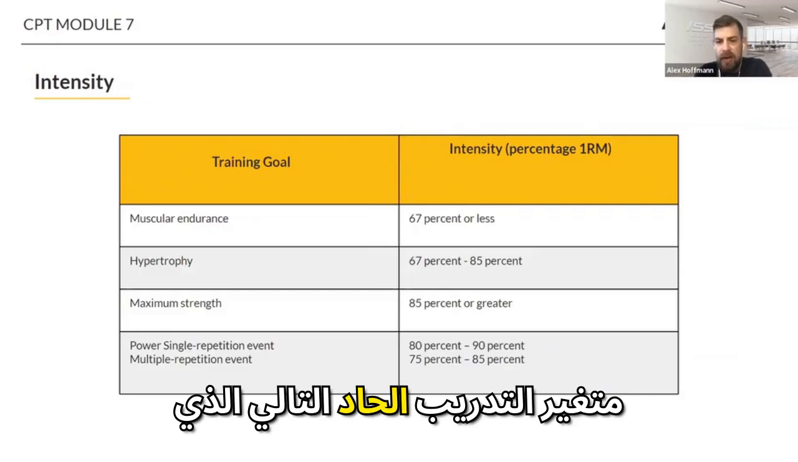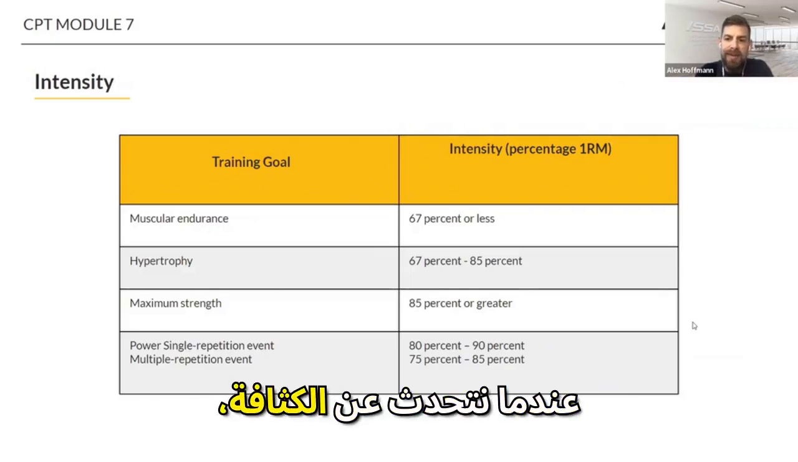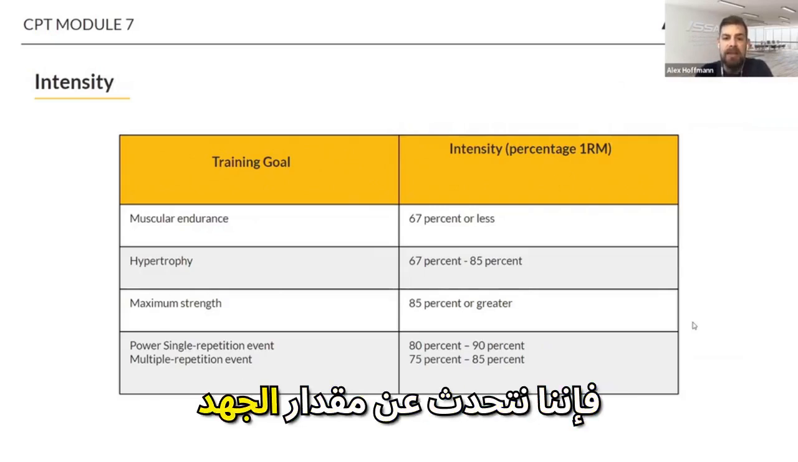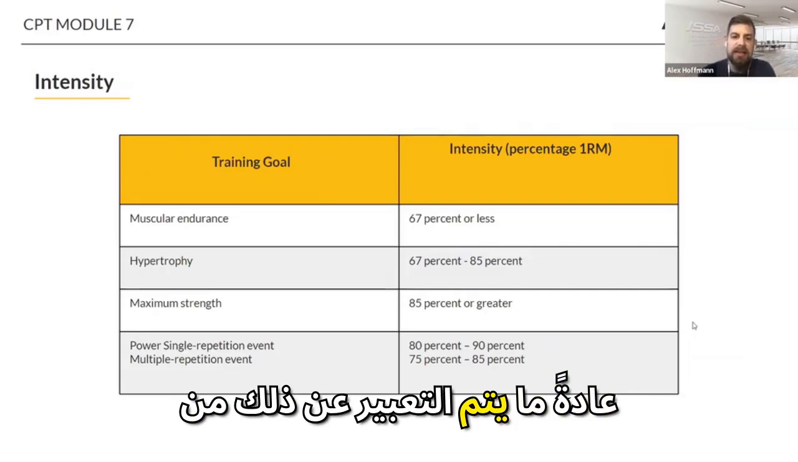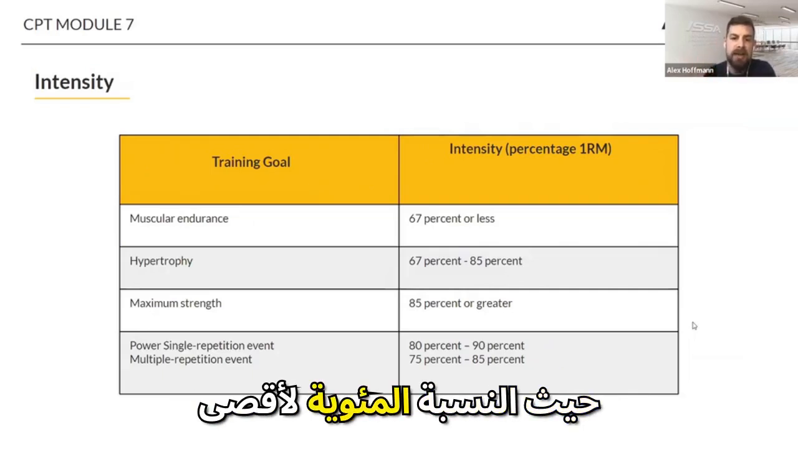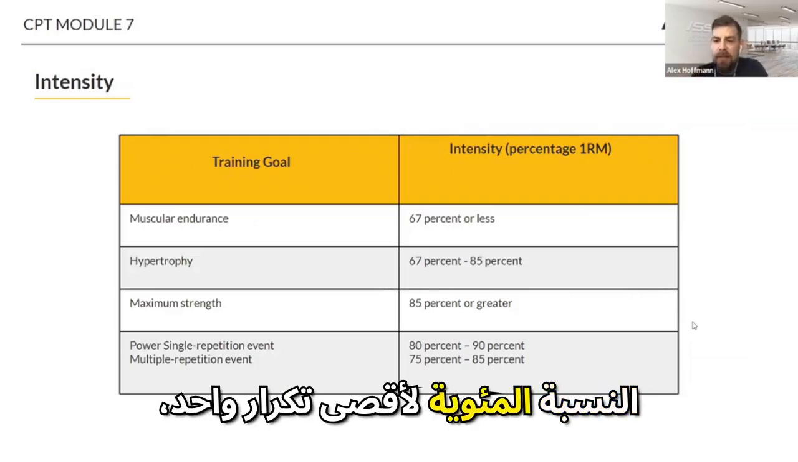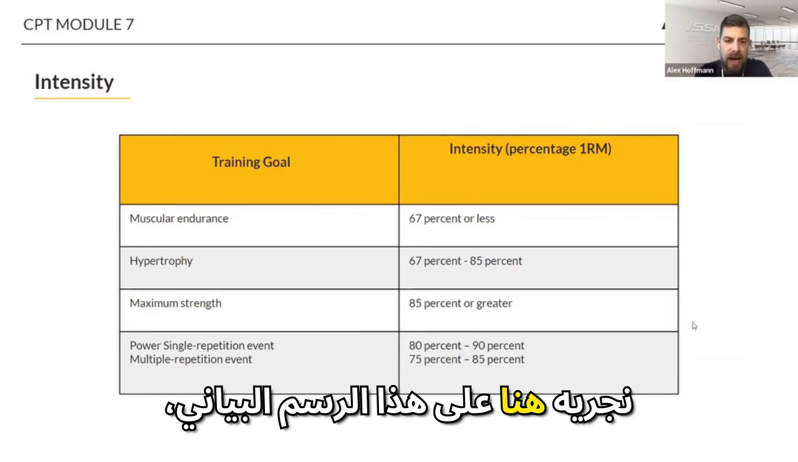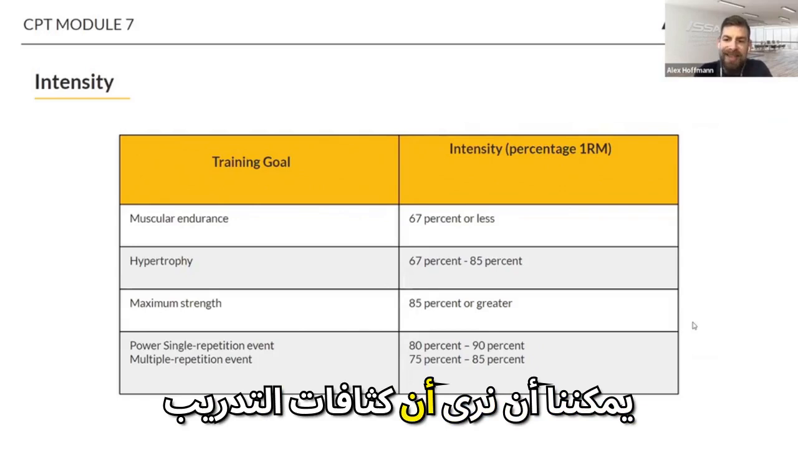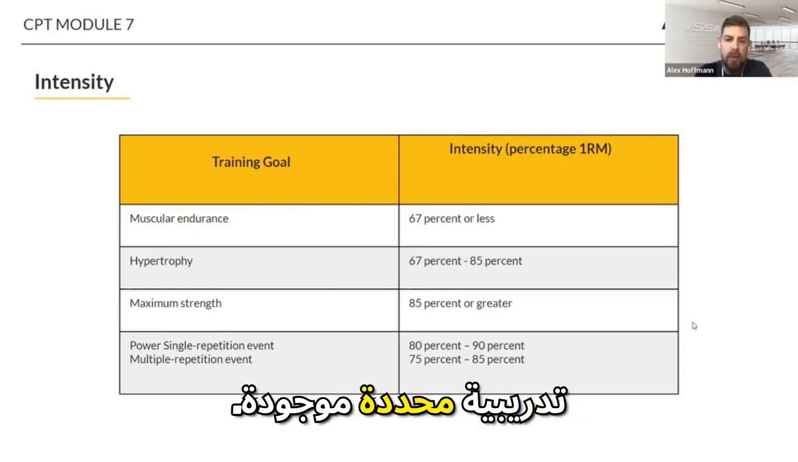Our next acute training variable that we have here is intensity. So when we're talking about intensity, we're talking about the amount of effort that's being put forth during a given resistance exercise. Typically this is expressed in terms of percentage of our 1 repetition max. Yesterday, we went over how to calculate percentage of 1 repetition max based off of strength tests that we conduct. Here on this chart, we can see that different training intensities are tied to specific training goals.